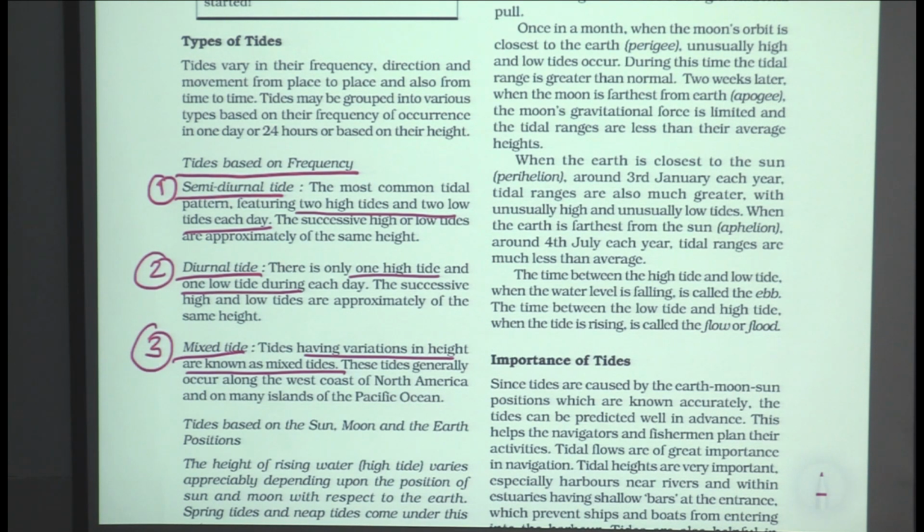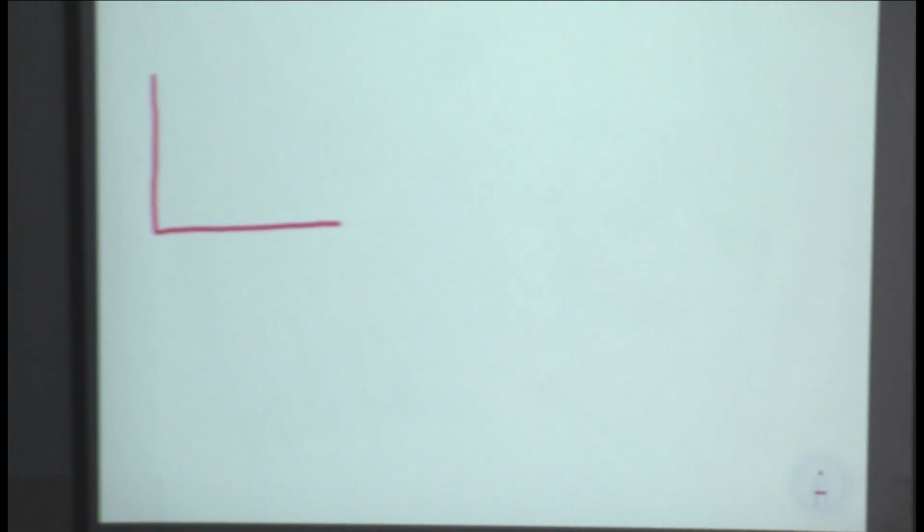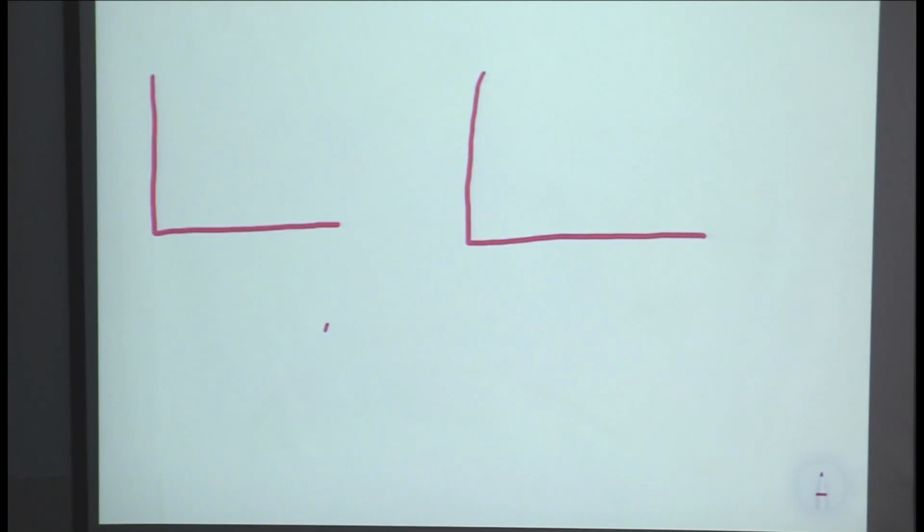And how do we define them? Let us try to understand it with the support of this diagram. 3 types of tides. I can attempt them like this. So I am plotting time here in all the 3 graphs.